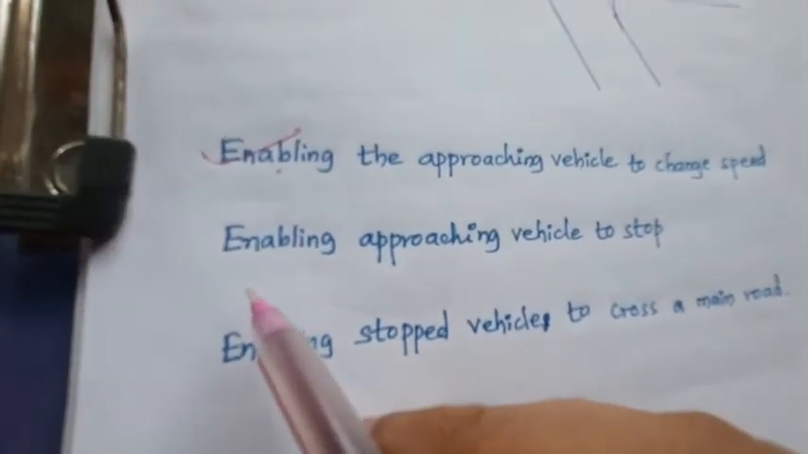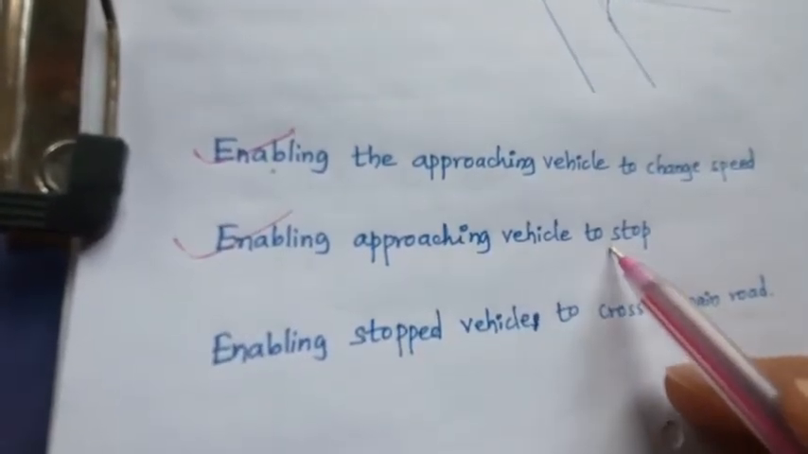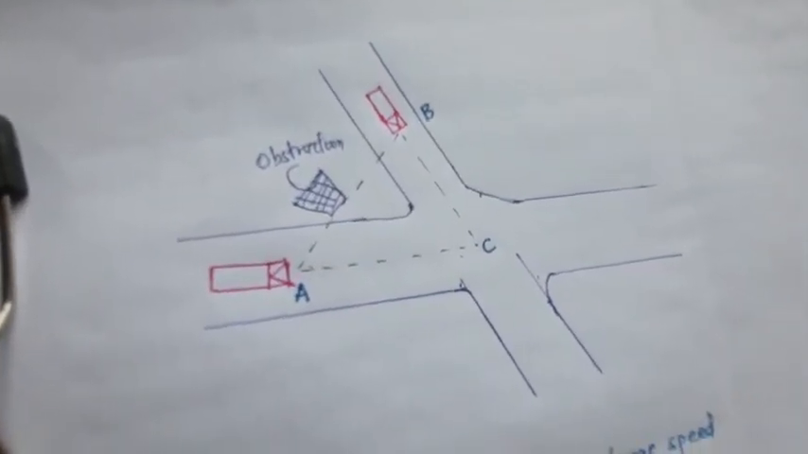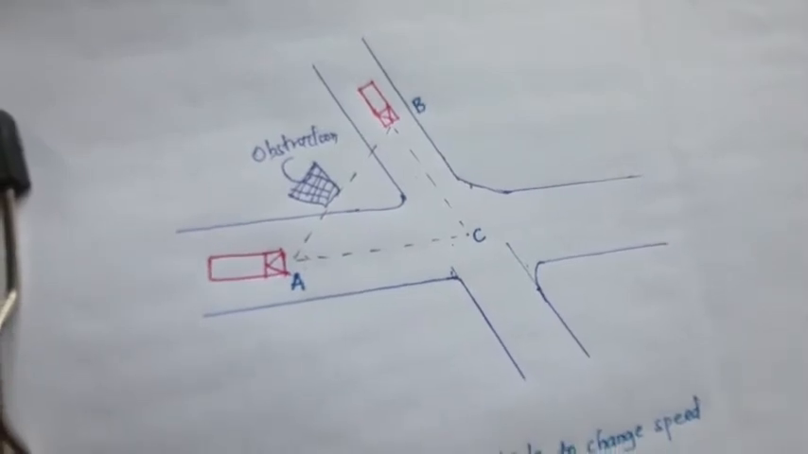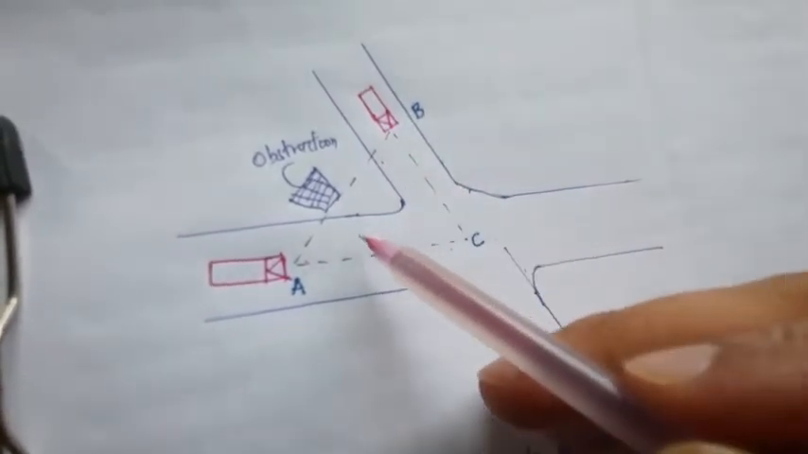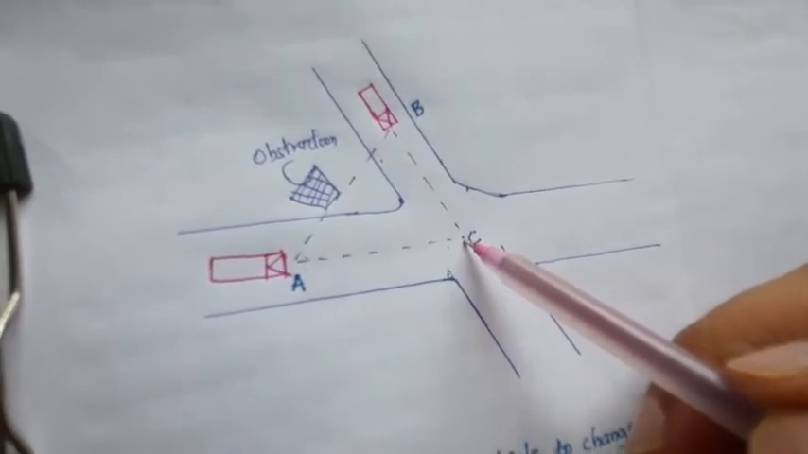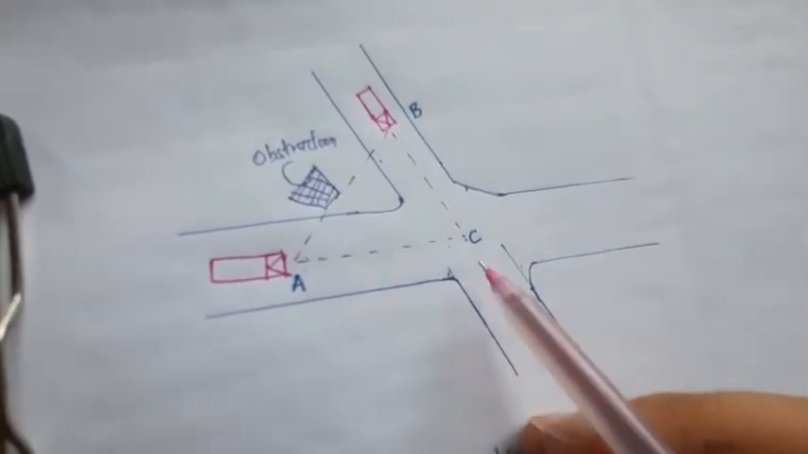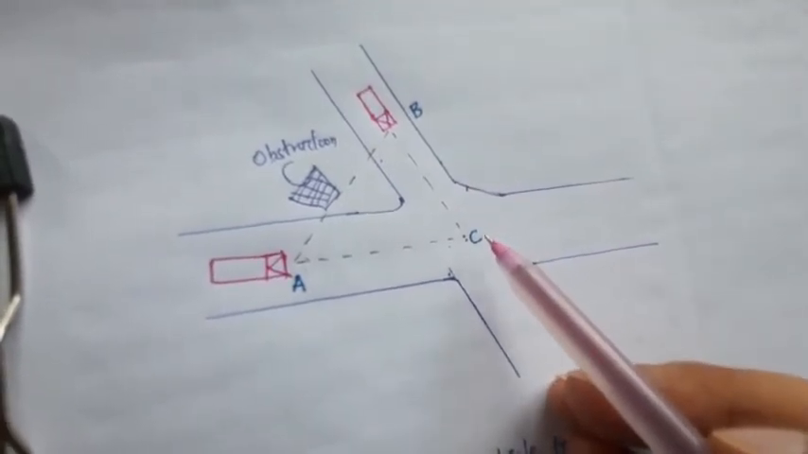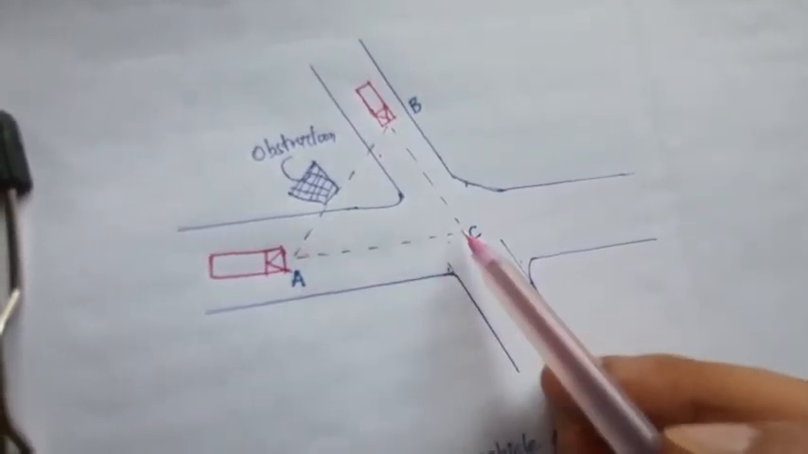Next is the second condition, enabling the approaching vehicles to stop. In this case, the distance from the approaching vehicle should be sufficient to bring either or both of the vehicles to stop before reaching the collision point, that is the conflict point. Hence the two sides, AC and BC of the sight triangle, should each be equal to the safe stopping sight distance. So this distance has to be the safe stopping sight distance.